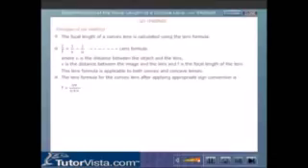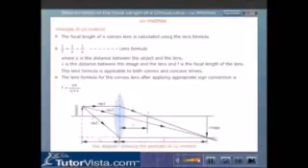Focal length of convex lens. Principle of the U-V method. The focal length of a convex lens is calculated using the lens formula. 1 by f is equal to 1 by v minus 1 by u is the lens formula, where u is the distance between the object and the lens, v is the distance between the image and the lens, and f is the focal length of the lens. This lens formula is applicable to both convex and concave lenses.